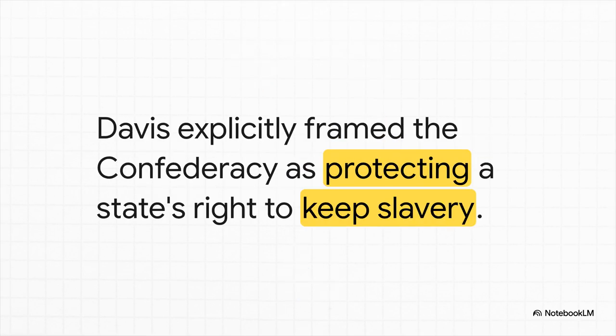The historical record is very clear on this. Davis explicitly framed the Confederacy as an entity designed specifically to protect a state's right to keep slavery. This wasn't some hidden subtext you have to read between the lines to find. It was literally the central, foundational argument of his entire public justification.